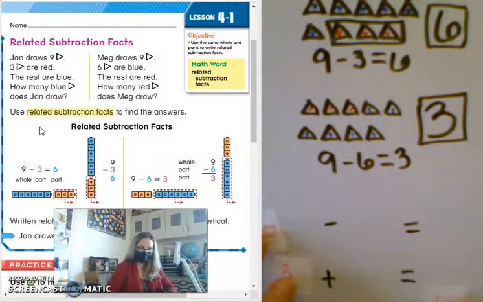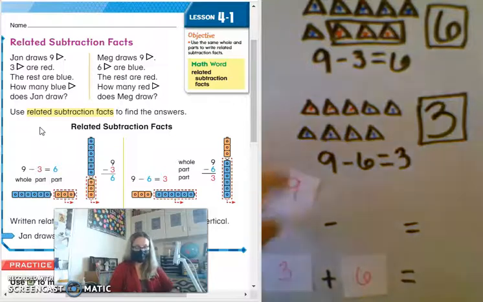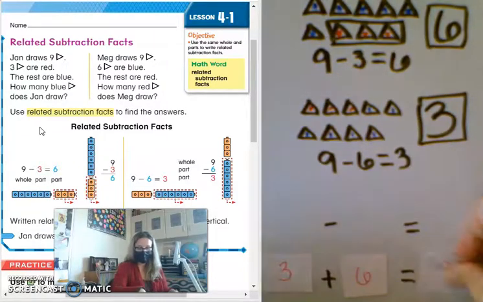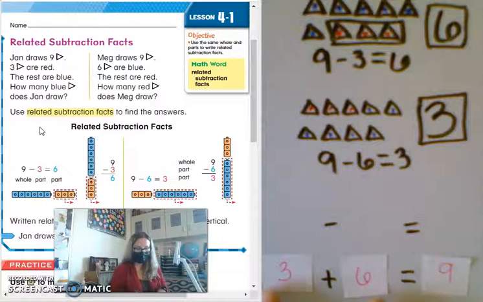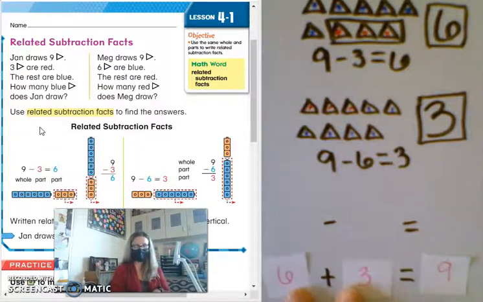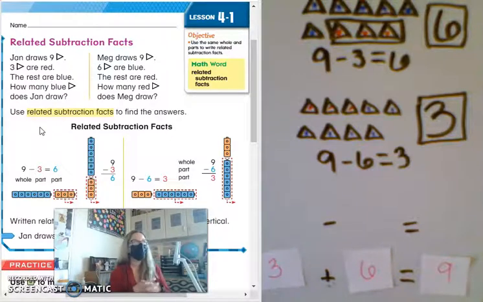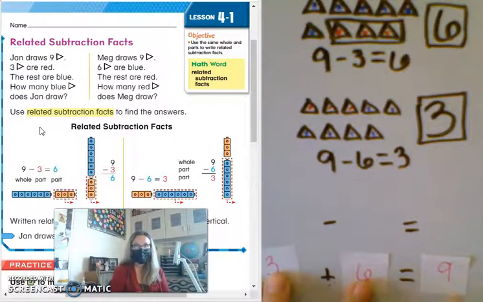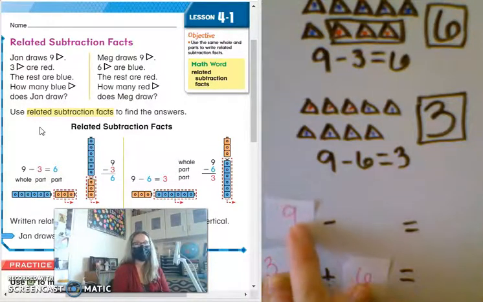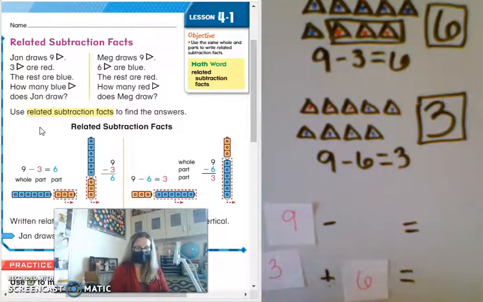3 plus 6 equals, everyone? 9. And I could switch my 3 and my 6. 6 plus 3 is 9. 3 plus 6 is 9. So when I'm working with related facts, I'm flip-flopping my parts. My whole stays in the same place, whether it's my sum in addition or my whole in subtraction. Okay? All right.